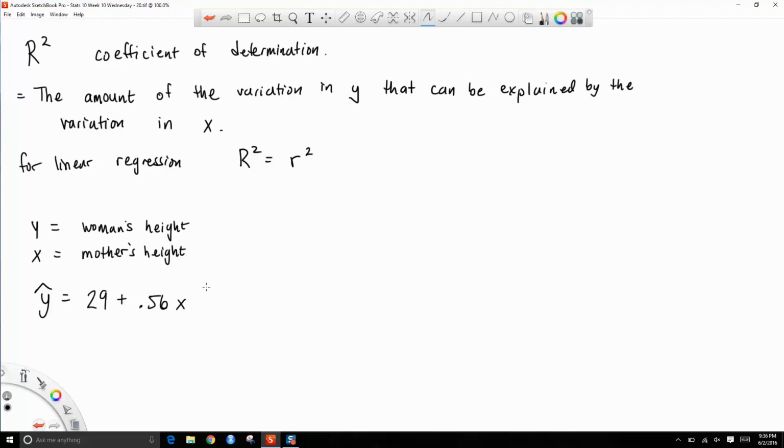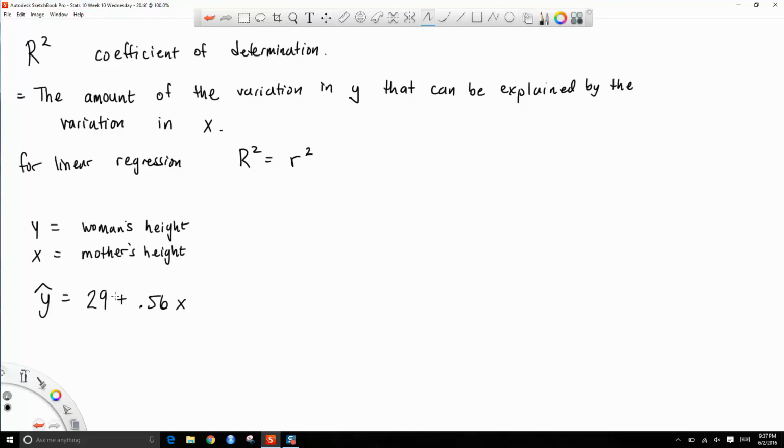Wait, so what's the problem here? I know it doesn't make sense for a woman to be 1 inch, but then if she was 1 inch, then her mother would be 29.56 inches, yeah. Just making sure. Yeah, that's what this says. And I'll talk about why that doesn't sound correct, and it's not correct to use it in that sense.